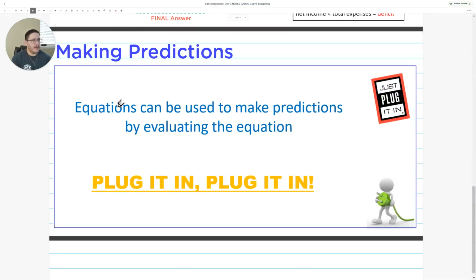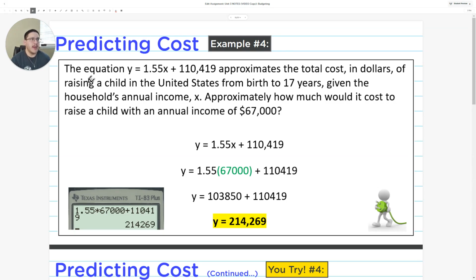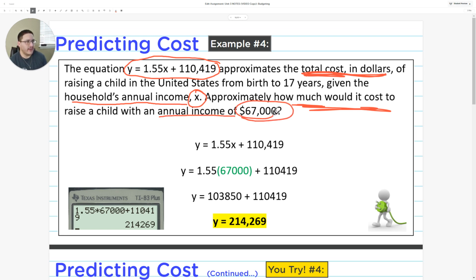Making predictions. Equations can be used to make predictions by evaluating the equation. So let's look at an example on how to do that. Example number 4. The equation y equals 1.55x plus 110,419 approximates the total cost in dollars of raising a child in the United States from birth to 17 years, given the household's annual income X. So approximately how much would it cost to raise a child with an annual income of $67,000?